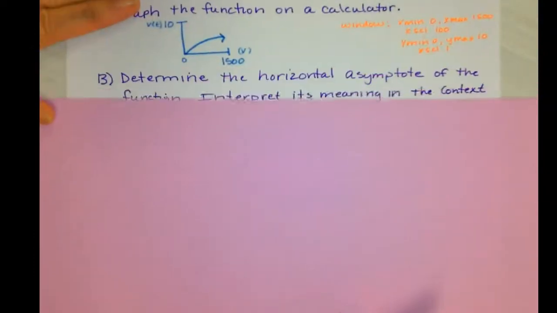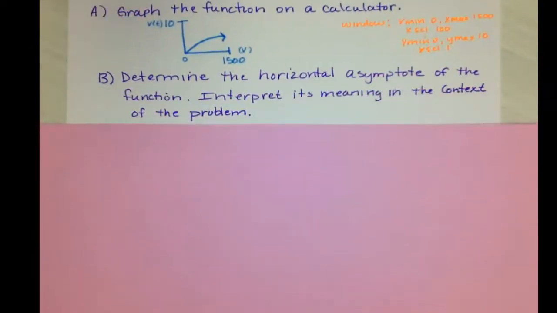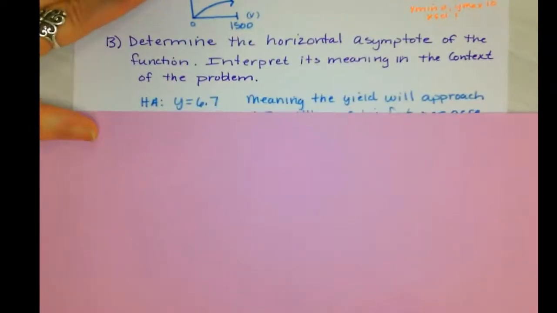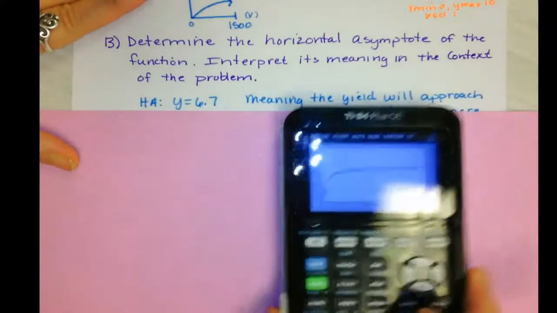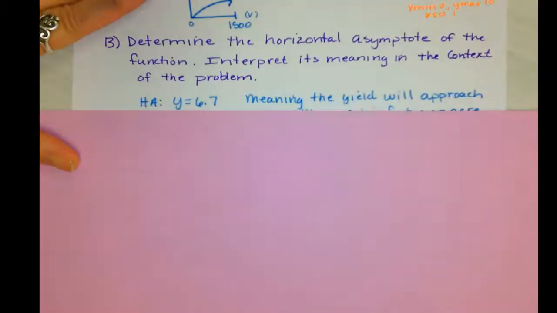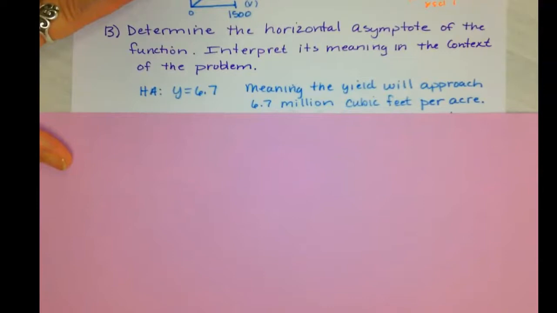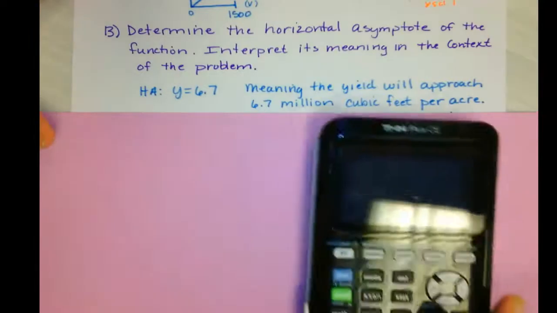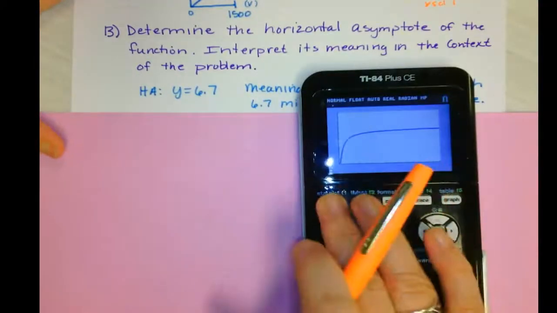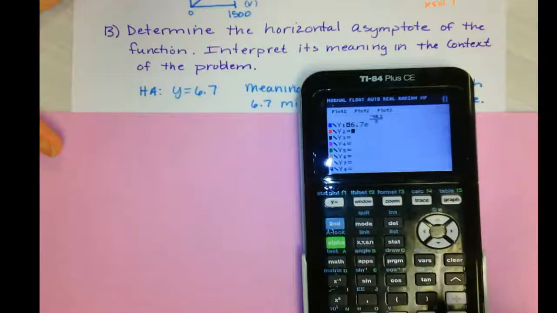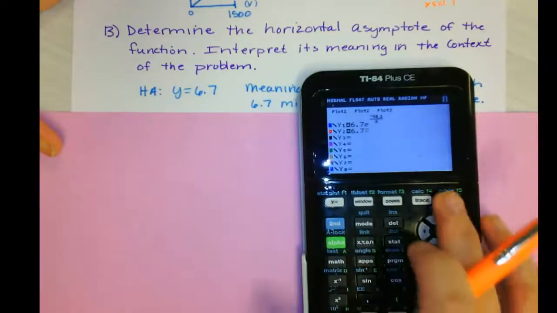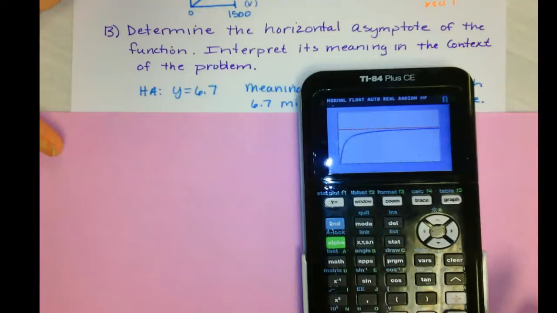All right, then part B, we're going to determine the horizontal asymptote of the function and interpret its meaning in the context of the problem. So the horizontal asymptote is going to be at y equals 6.7. When you're looking at that, you can trace and estimate that. But that meaning would be that it's going to yield 6.7 million cubic feet per acre. Let's do this: if I go to my y equals and put in 6.7 on the next line and graph it, you can see there's my asymptote right there.